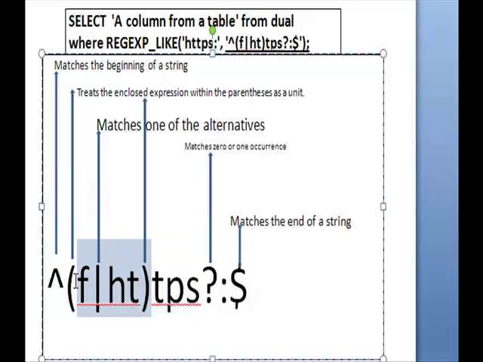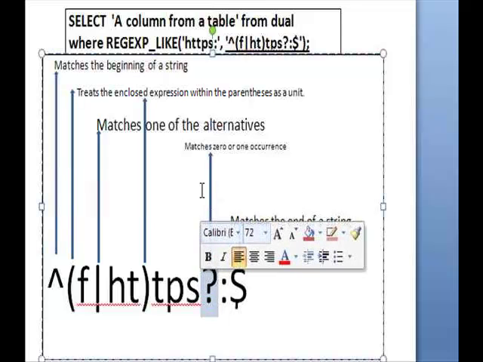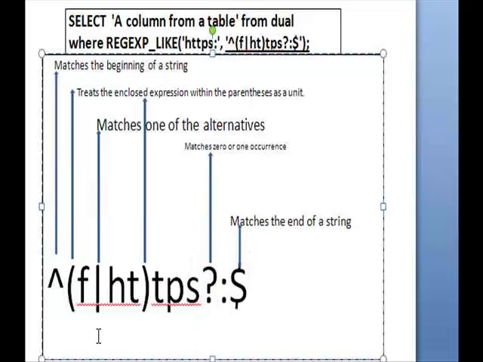From this open parenthesis to the close parenthesis right here, this is a unit, followed by the character T, followed by the character P, followed by S. But right here we put the S as optional. It could be S, it could not be S. So when we see the question mark, it means the character before that one is optional. It could exist or could not exist.